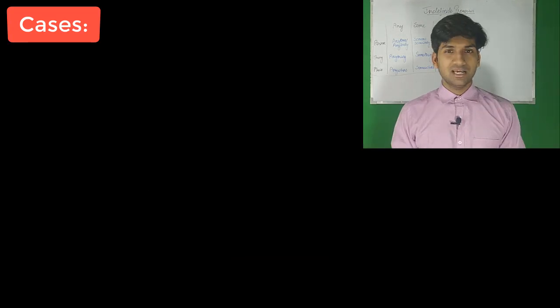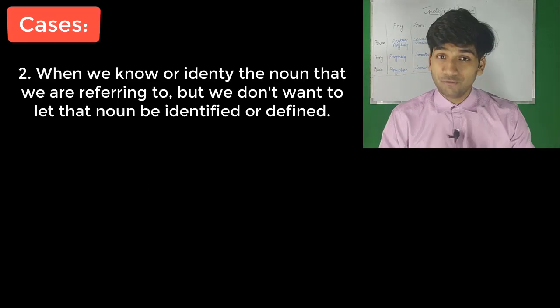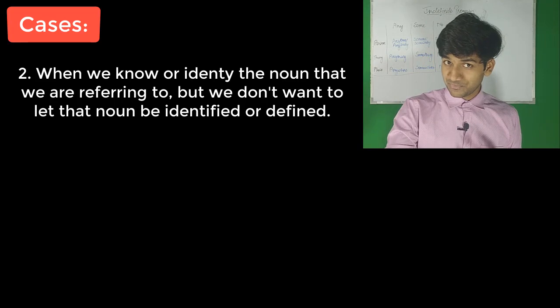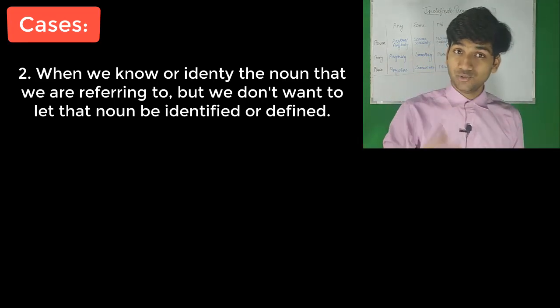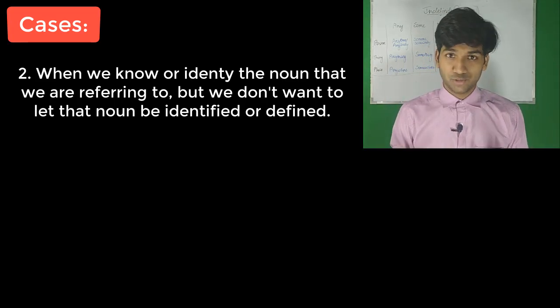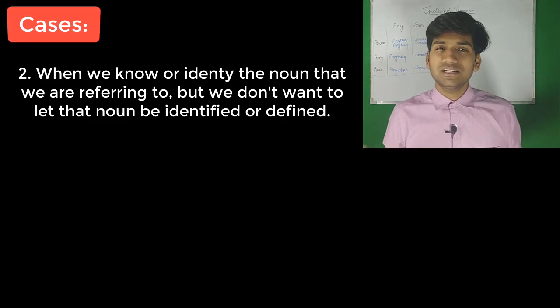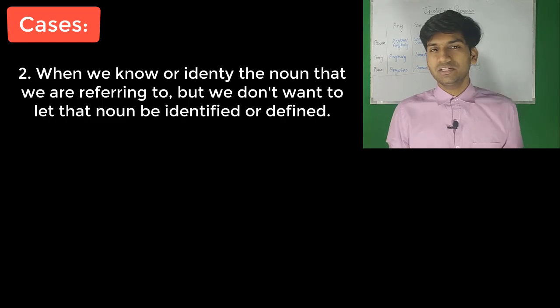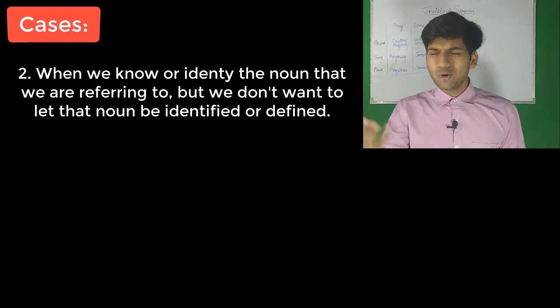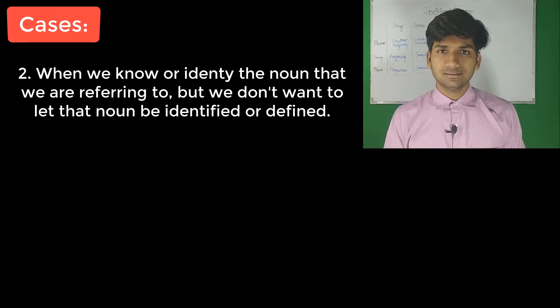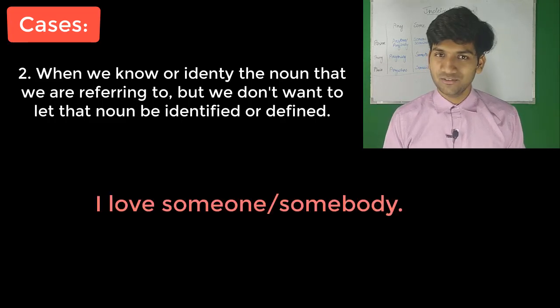Second case is where we actually know what we're referring to, but we do not want to let you know. We want to keep it a secret. We do not want to define it. Very simple. So you guys ask me, everybody has a girlfriend. You also need somebody to love you. Go get somebody, dude. And I say, no, I don't need anybody. I actually love someone.